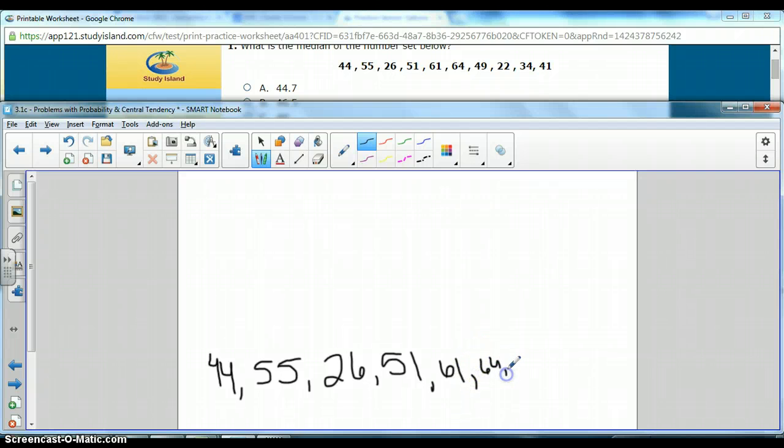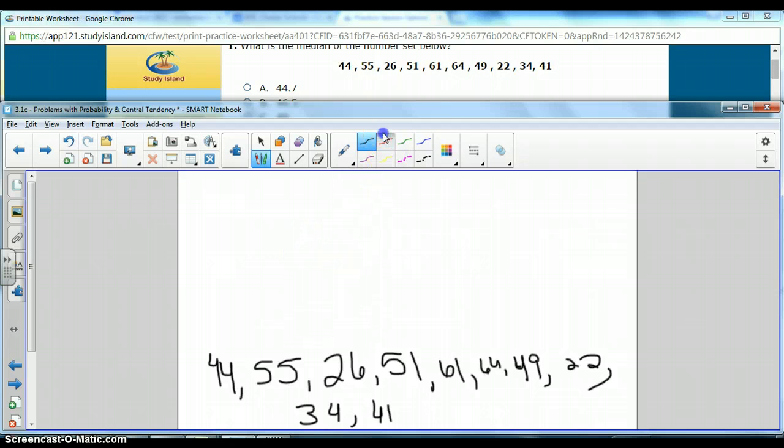64, 49, 22, 34, and 41. Okay, so I have 1, 2, 3, 4, 5, 6, 7, 8, 9, 10 numbers. Let's make sure. 1, 2, 3, 4, 5, 6, 7, 8, 9, 10. Double check. Yep, they're all right.